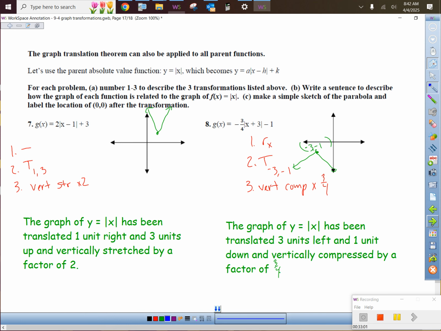Did I do it right? I don't think so. Shouldn't it be vertically compressed, right? I did it right. I didn't say it right because this number is not bigger than 1 in this case. So vertically compressed, which means he is fatter.